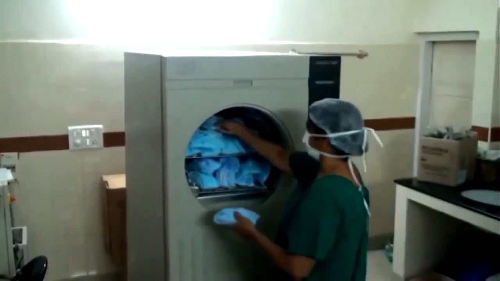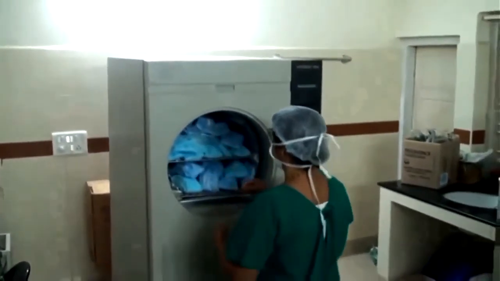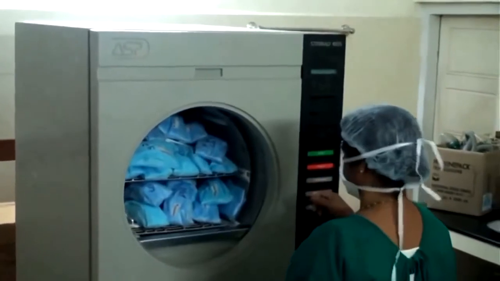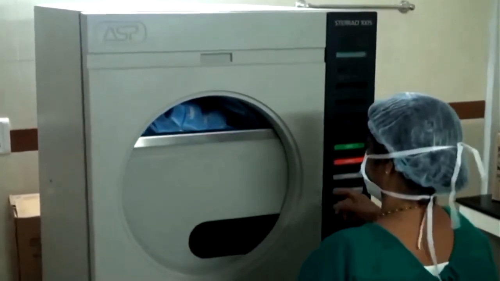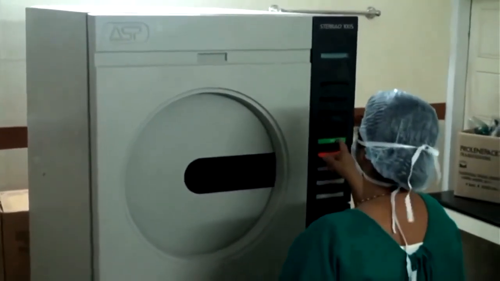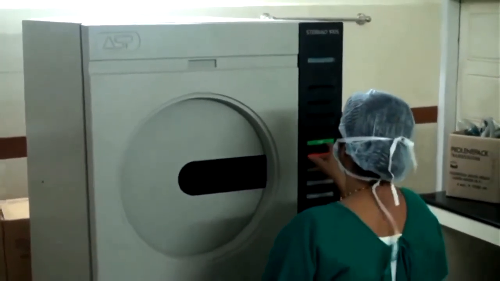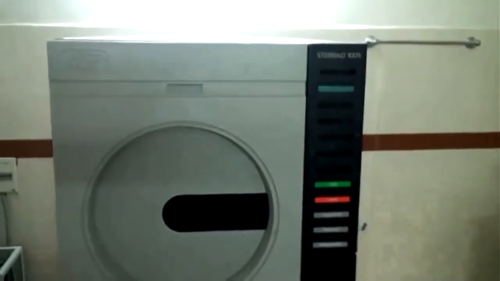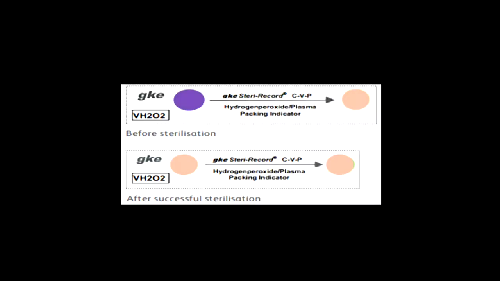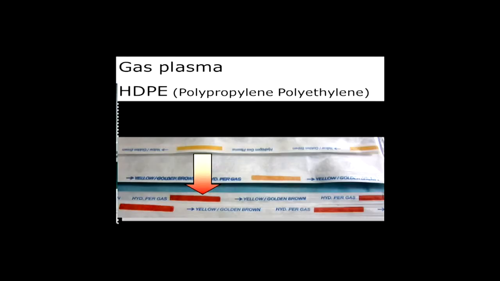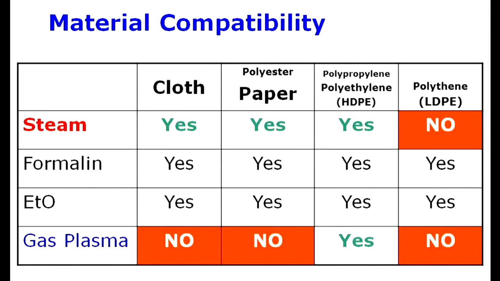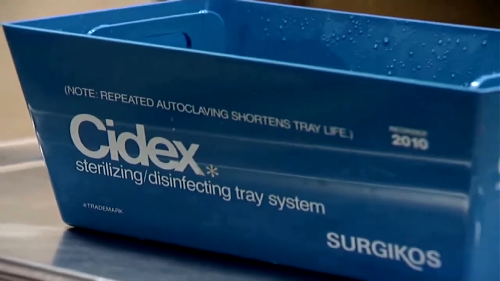Re-sterilize. This is the plasma sterilizer. The advantage is the byproduct is water. So it's harmless. The only disadvantage is materials like cloth cannot be used in this. And the machine itself is a bit expensive. And it doesn't involve heat. So heat-labile instruments can be used in this, like tubings and other things. This is the indicator. And a formalin chamber should never be used in ophthalmic practice. One reason is there is no indicator to say that the particular instrument is sterile.